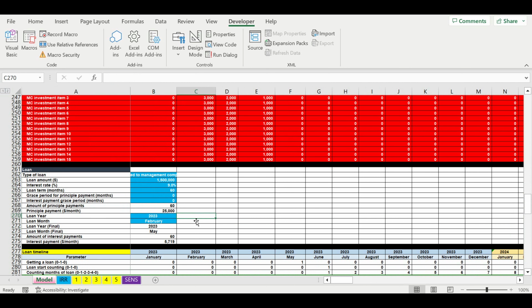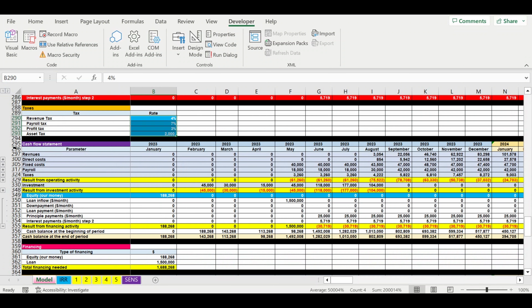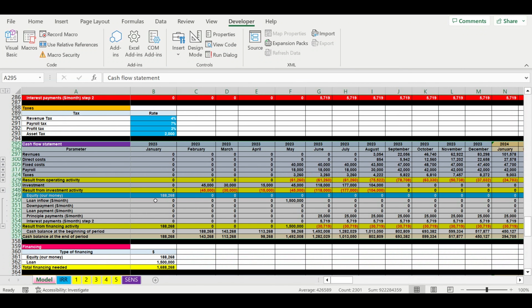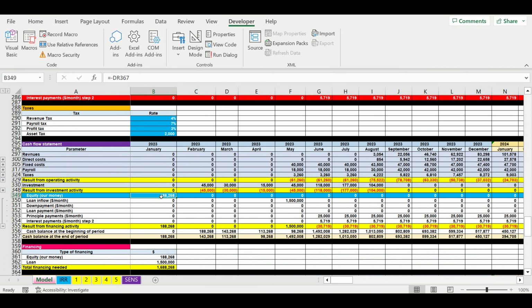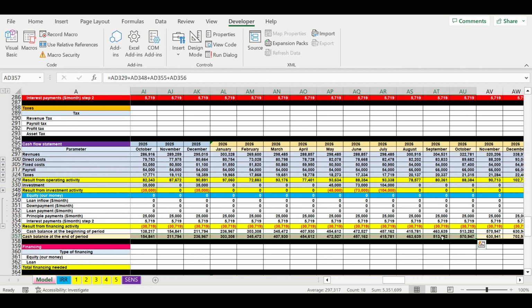Then we specify the tax rates, and then looking at the cash flow statement, we're able to see how much money we need from our pocket, how much money we need using our loan. And here we can see the cash balance at the end of the period when the project starts generating its own cash, and what is the amount of cash generated by the project by this or that amount of time in future.